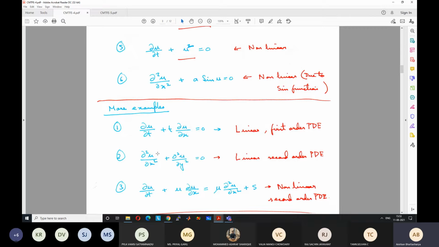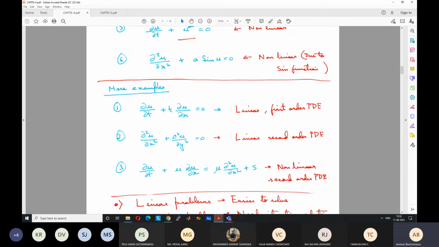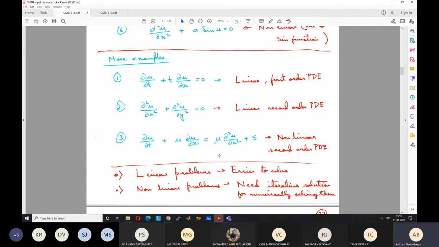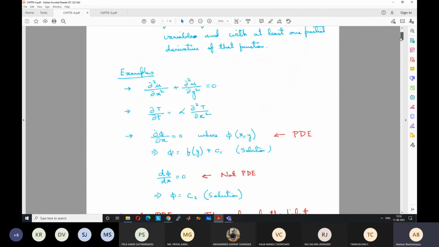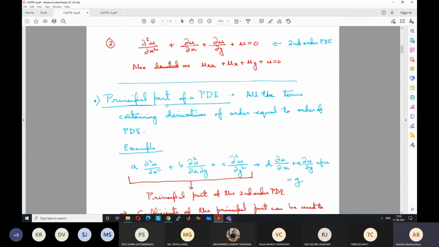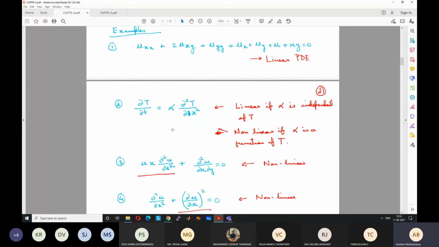So this is a linear second order PDE, ∂²u/∂x² plus ∂²u/∂y². So Laplace equation is a linear second order PDE. ∂u/∂t plus u ∂u/∂x equal to mu ∂²u/∂x² plus s. This is non-linear because of this term, a non-linear second order PDE. Okay. So I hope these things are clear now. We have seen what is a PDE, what is the order of a PDE, what is the principal part of a PDE, what is linear and non-linear PDE.